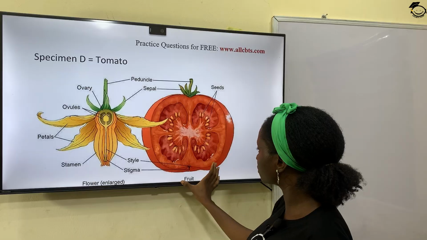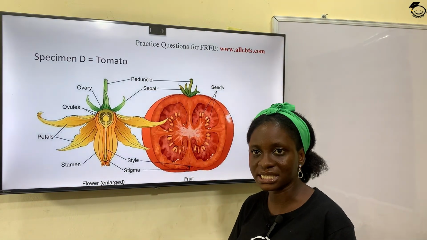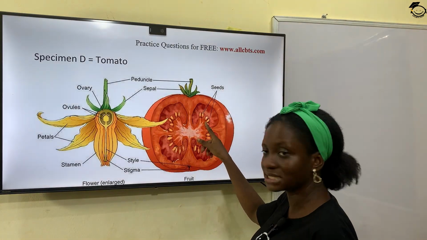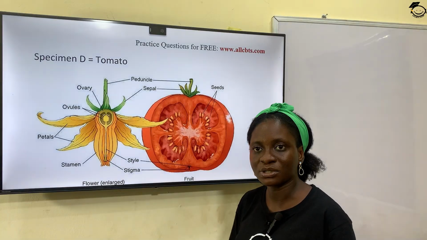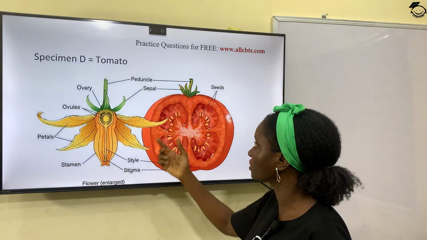Then the fruit, it has this flesh, it houses the seed. The fruit houses the seed. Then this is the seed that is very important for germination, for continuous reproduction.